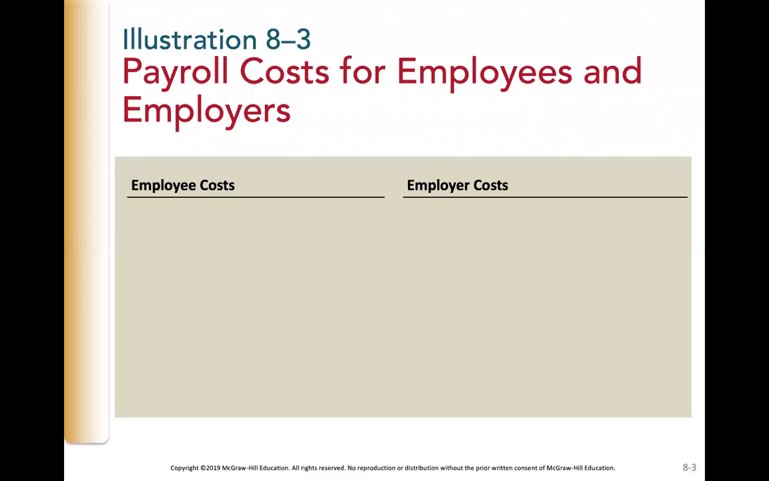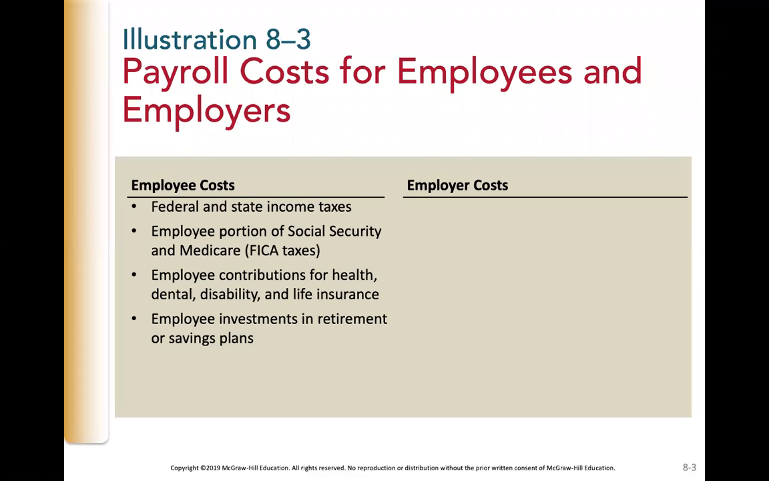So, payroll costs for employees and employers. We're breaking it down by employee costs and employer costs. Employee costs. These are the amounts that are withheld from your check. If you think about it, when you work, you earn what's called a gross check. Your gross check is the amount you earn. Say you work a 40-hour week and you earn $8 a week. So 8 times 40, you earn $320. That's your gross check, but that's not how much you get to bring home.